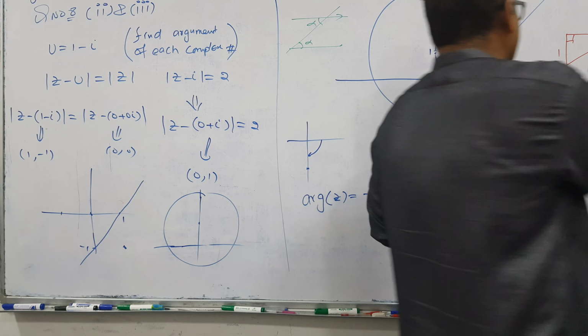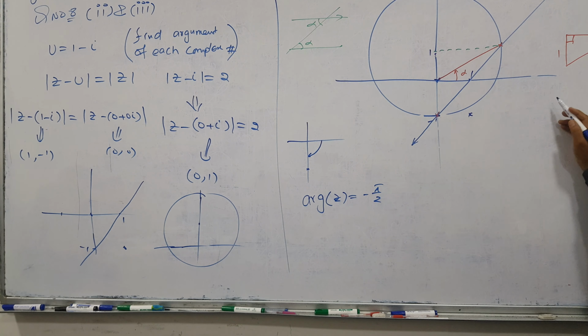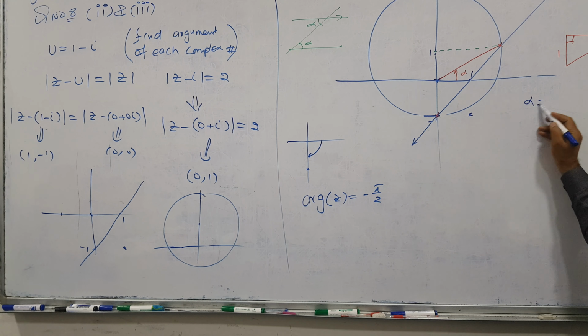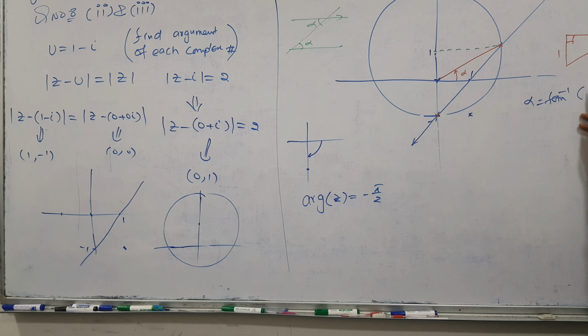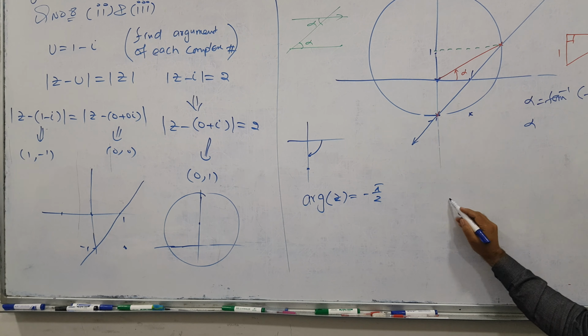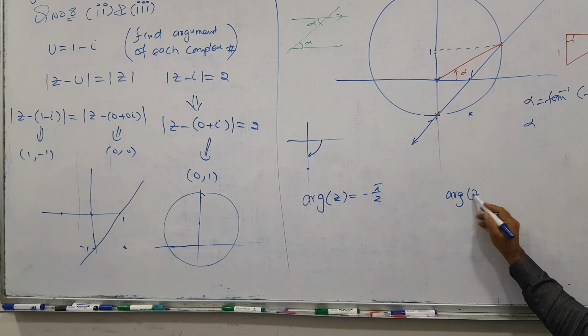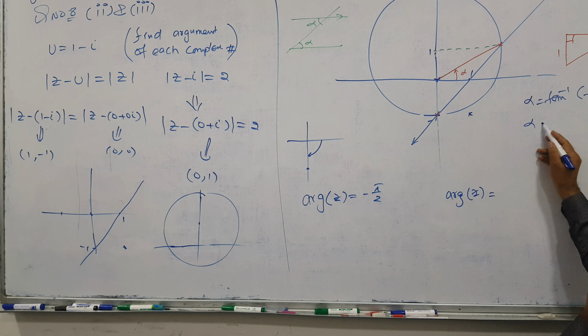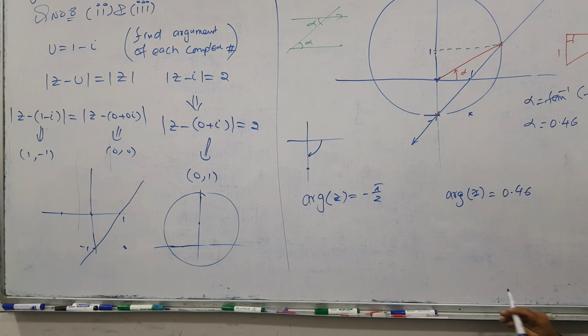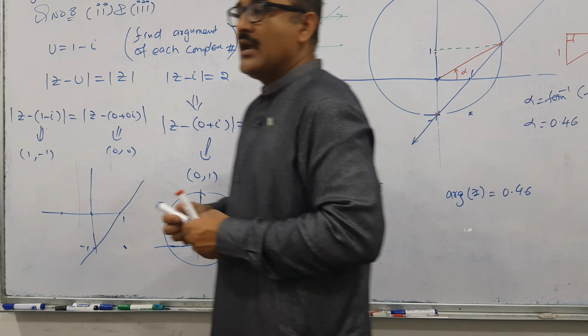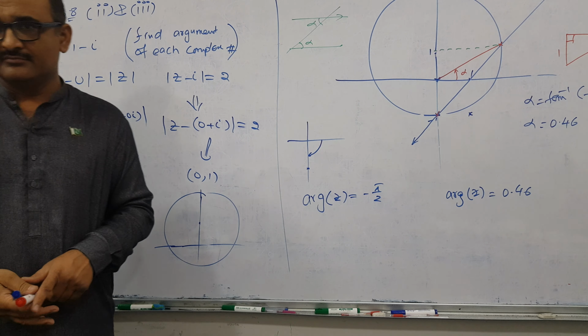So let's find this angle. How to find alpha? It is opposite by adjacent, so tan inverse 1 by 2. Give me the answer please. The argument of the second complex number is 0.46. So my second answer is 0.46. I have two complex numbers and both arguments are very clear.